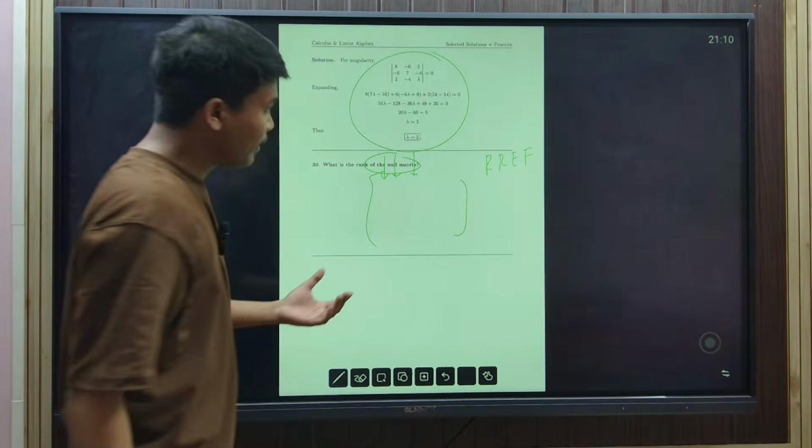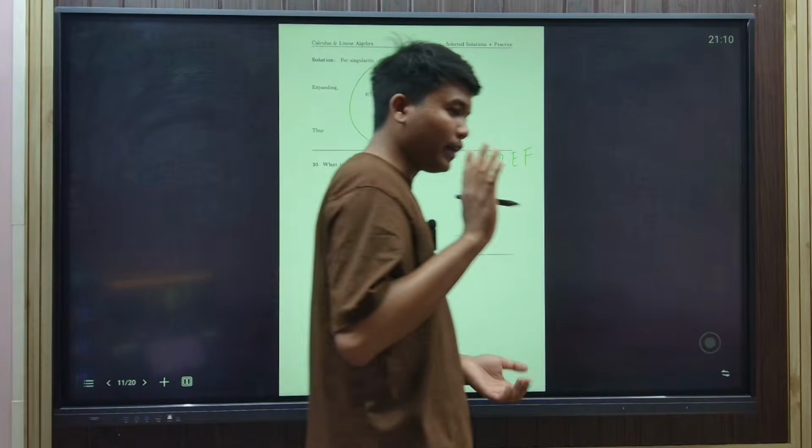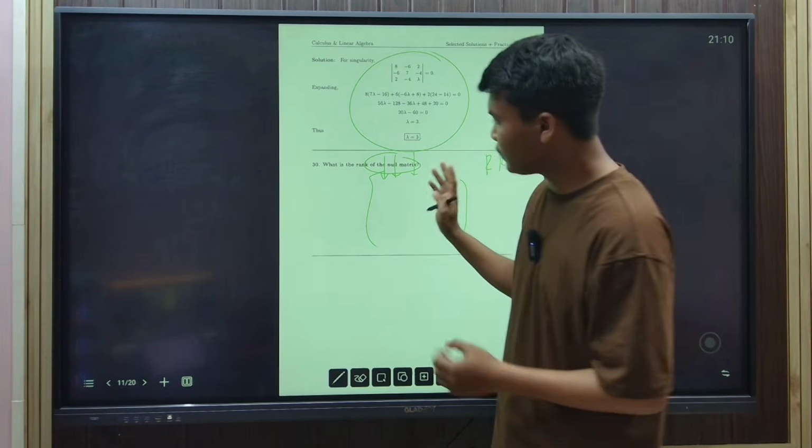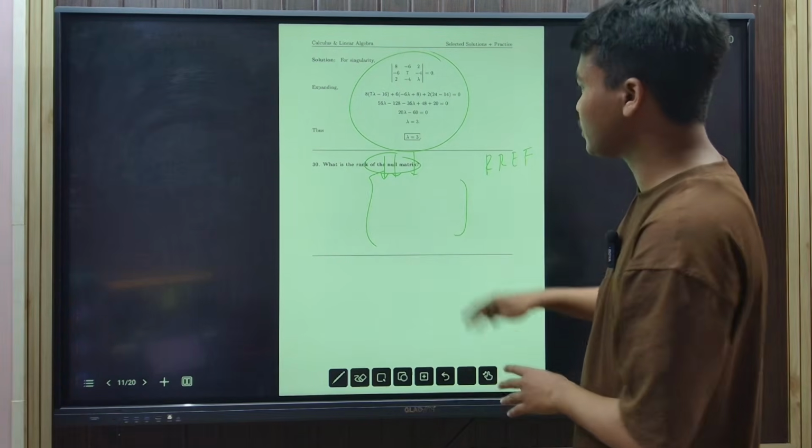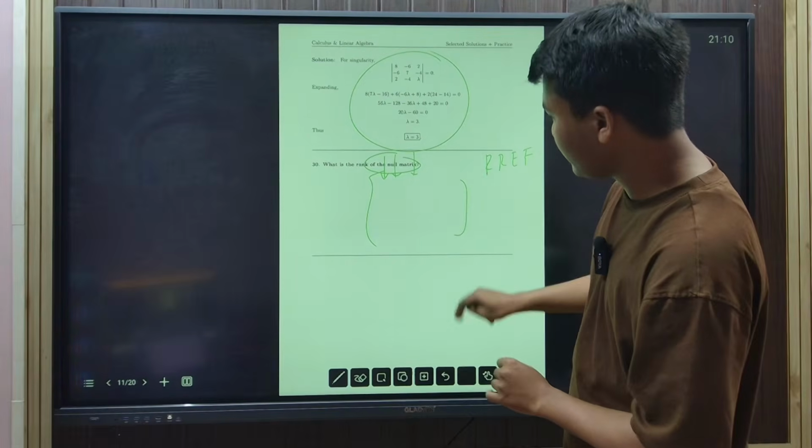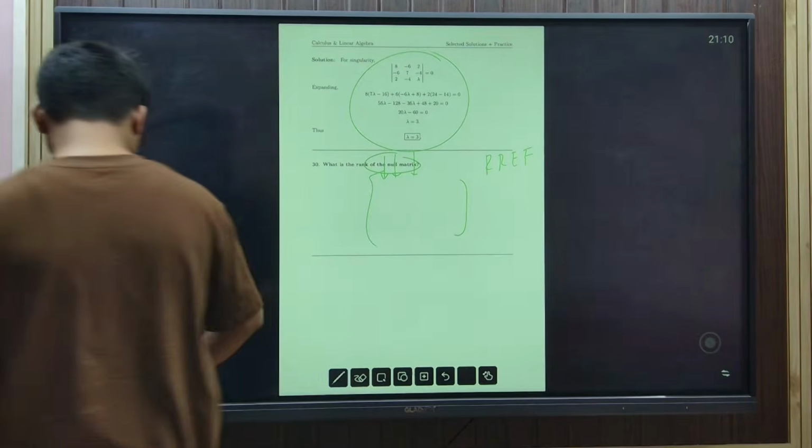There are some more definitions of the rank of a matrix, but this is the most general and the most basic definition of the rank. So this is the rank of a matrix. You can also see it in your book.